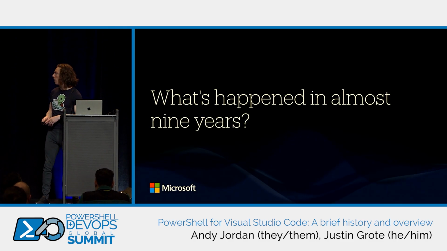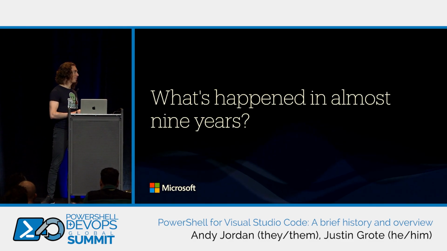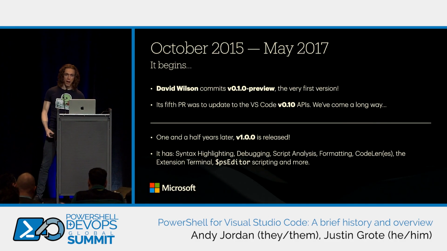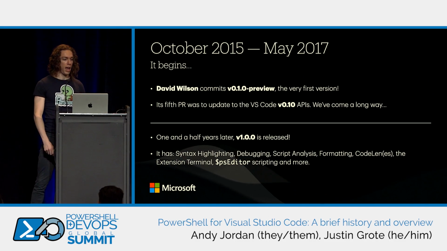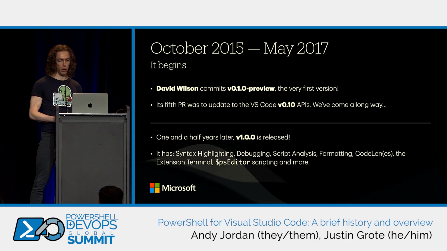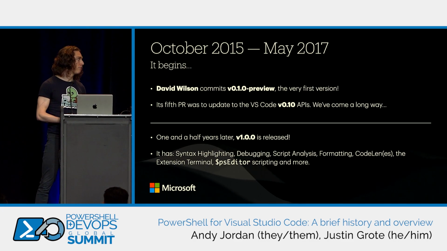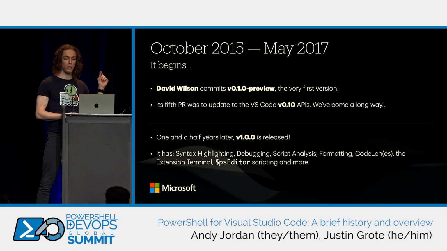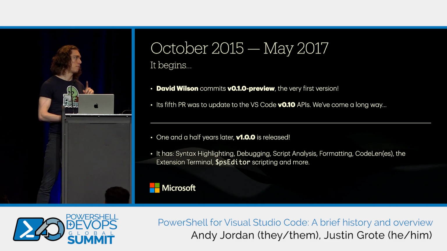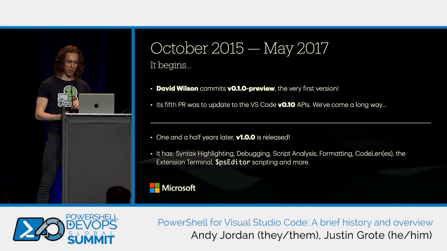Yes, it is. Yay. All right, so what's happened in 9 years to this extension? Well, back in October 2015, we were just wrapping up porting PowerShell over to Linux and macOS. I was not quite on the team, but working with the PowerShell team at the time to do that. And my buddy Sergey sets up David Wilson to start writing an extension for VS Code. It was one of the very first things, and we actually had the first commit of v0.1-preview back in October. The fifth update to the extension at that time actually brought it to use the VS Code 0.10 APIs. Remember that number. These kind of blow up over the next almost decade.